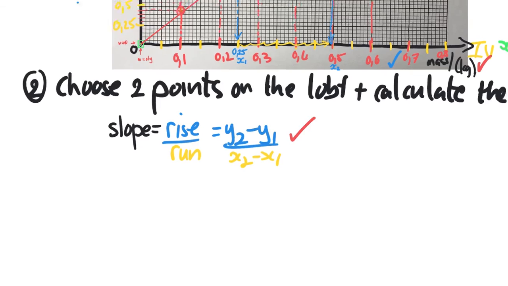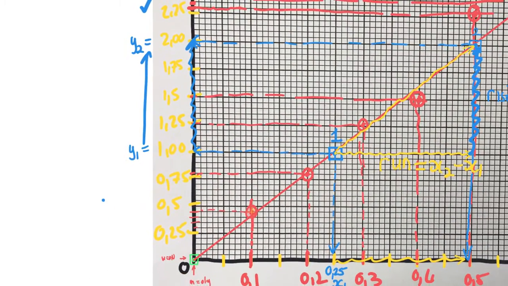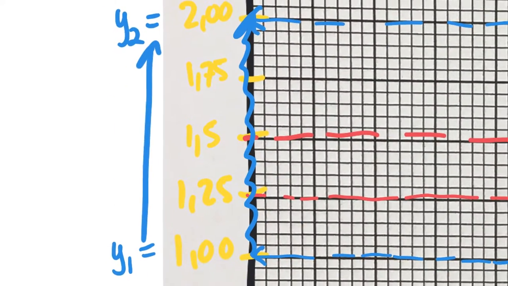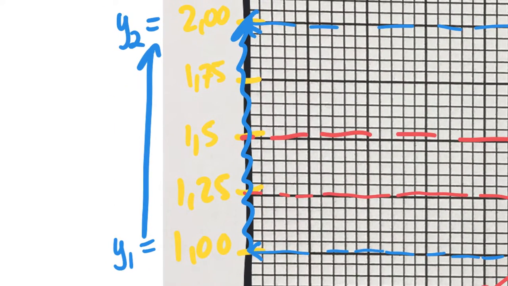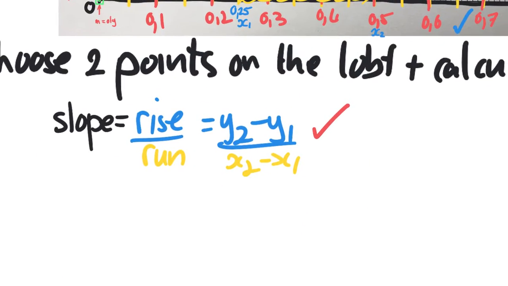All right, so let's look at the rise. y2 is 2 minus y1 is 1. There we see y2 is 2 and y1 is 1. Okay, cool. So that's 2 minus 1. So it's 2,0 minus 1,0.